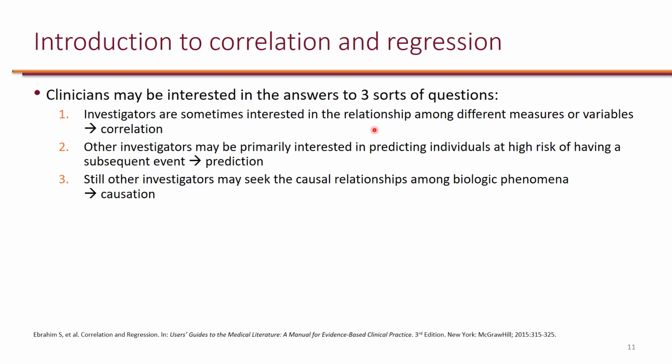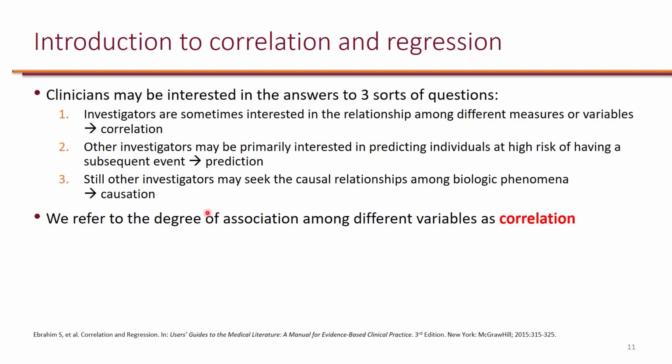We want to know if there is a relationship among different measures or variables. And for that, we look into correlation. We also want to know if we can predict individuals at high risk of having a subsequent event. And for this, we look at predictions. And of course, we're interested to know if there are causal relationships among biologic phenomena. And for this, we look at causation.